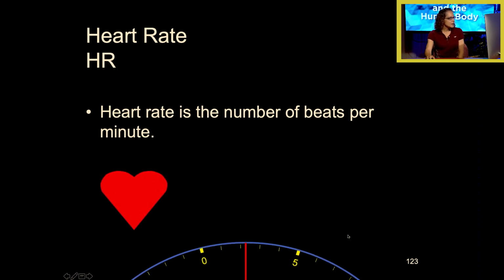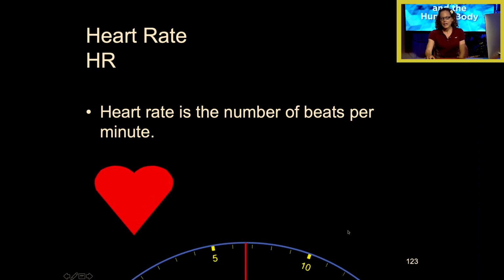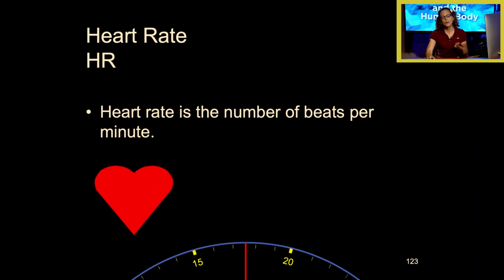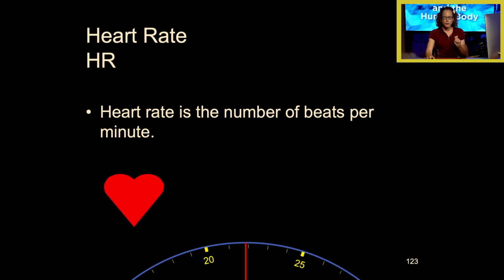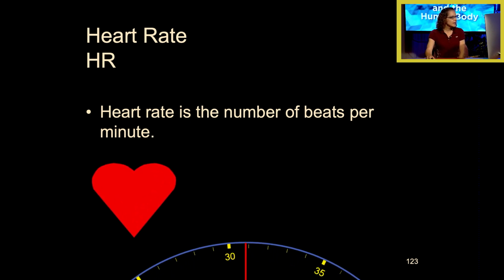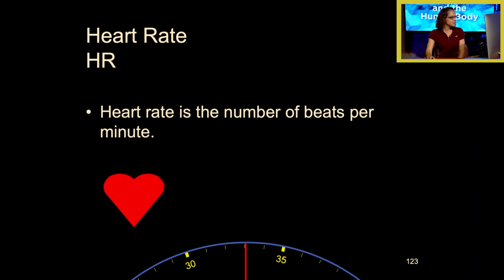The heart rate is the number of beats per minute. We can check a patient's pulse, feel their pulse, check our watch, and count how many beats we feel in 1 minute. We can also take what we refer to as an apical pulse. That's when we put our stethoscope on the patient's chest, actually listen to the heartbeats, and count for 1 minute. So the heart rate is the number of beats per minute.